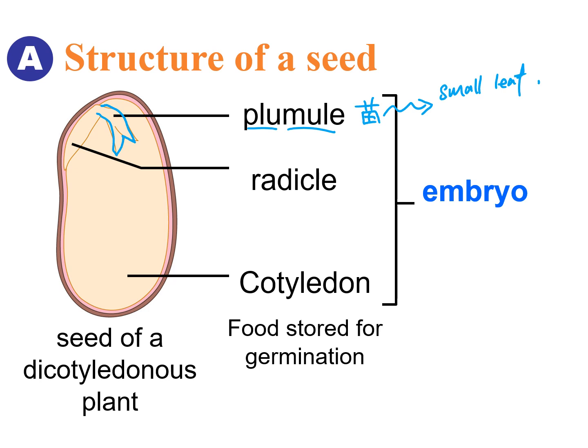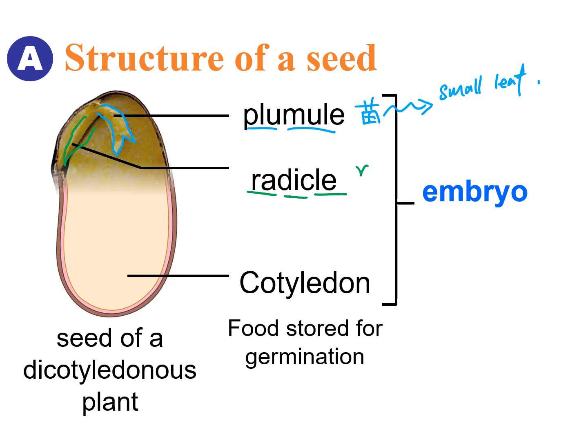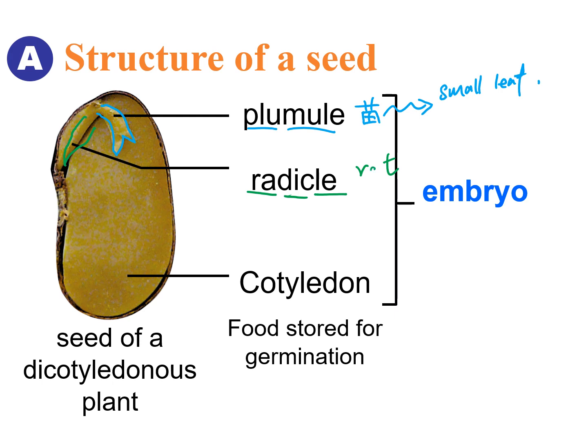And then you have the next one. This one is the radicle. So radicle, you can find it over here. Since it starts with the letter R, it's actually related to the root. Later on, it can develop into a big root after germination.